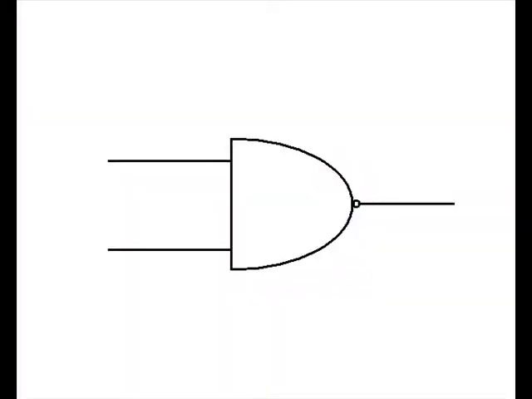Okay, now we're going to talk about combinations of gates. We have the NOT gate, and if you put that on the output of an OR or AND gate, you end up with a NOR gate or NAND gate, which very simply has an output that is exactly the opposite of either an OR gate or AND gate.